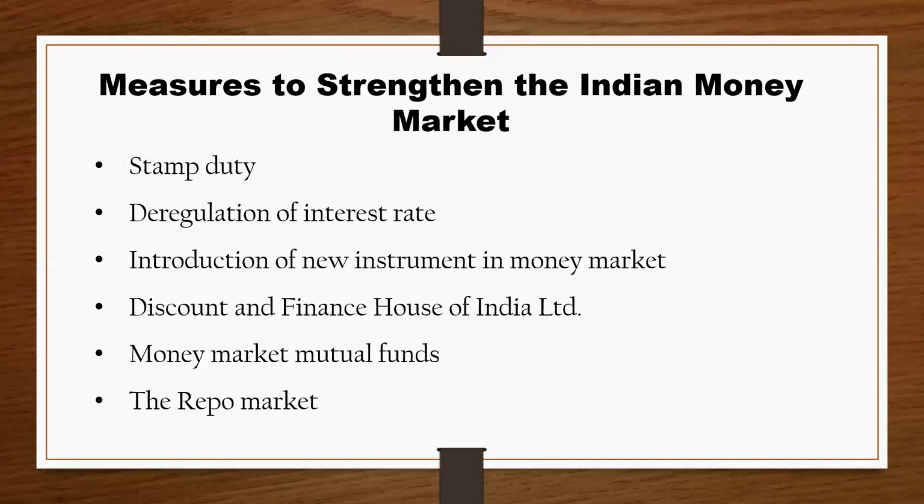The next one is money market mutual funds. It was set up in the year 1992. It is set up by scheduled commercial banks and financial institutions. The shares or units of these money market mutual funds will be issued only to individuals. The next one is the repo market. Repo is a money market instrument which helps in collateralized short-term borrowing.